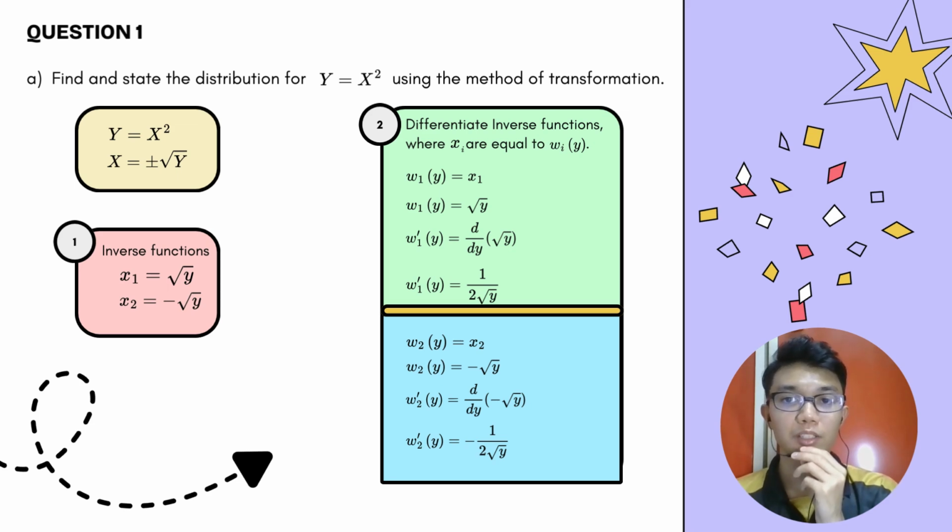The next step is to differentiate the inverse functions, where Xi equals Wi of y. For W1(y) equals X1, which is square root of y, we differentiate and get 1 over 2 square root of y. For W2(y), which equals X2, negative square root of y, we differentiate and get negative 1 over 2 square root of y.